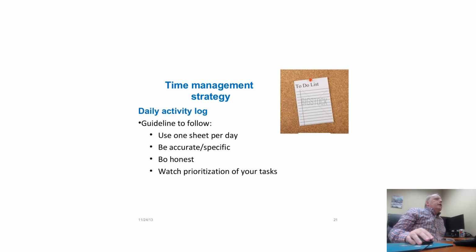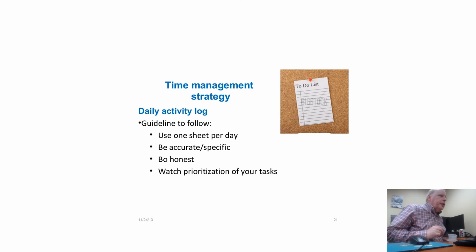This is the daily activity log or the to-do list. Most people have used the to-do list. And then they have some little guidelines: 1 sheet per day, be accurate and specific, be honest. Be honest about what you think you could do in that day. Don't put like 100 items on there. Even just 5 things, and then I'd be happy. For me, I might put 5 items on a to-do list and be happy if I get 3 of them done.